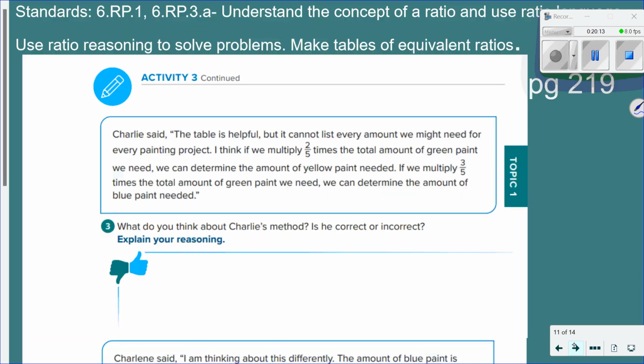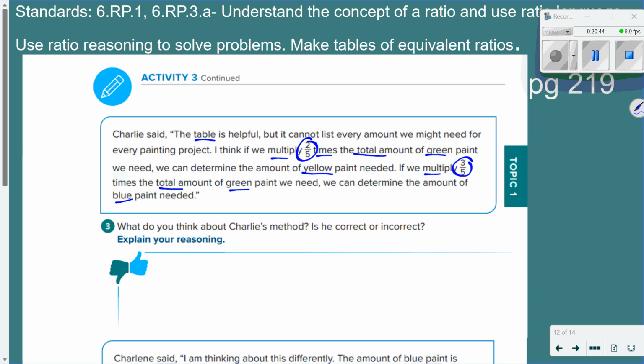Okay, our next page. And I'm just going to go through this with you because we're down to 7 minutes and I still want to get over the homework. So Charlie said the table's helpful, but it cannot list every amount we might need for every painting. I think if we multiply 2/5 times the total amount of green paint, then we can determine the amount of yellow paint needed. If we multiply 3/5 times the total amount of green paint, we can determine the amount of blue paint needed. So let's look at this for a second.